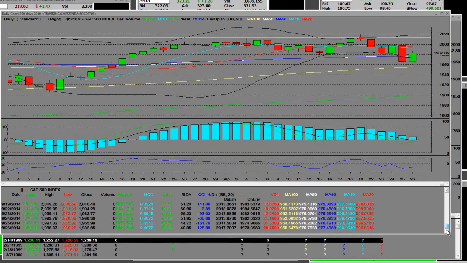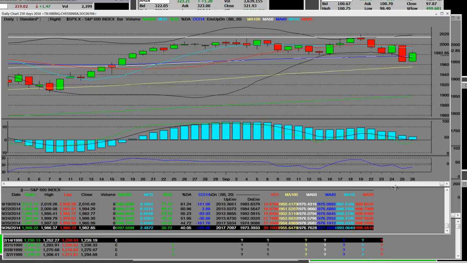simple daily moving averages. The 20-day simple moving average on the S&P is 1995. The 10-day simple moving average, which is this blue line up here, is at 1993. So we're below both of those, and we're fooling around with the 40-day moving average, which happens to be at 1977. This white line right here is the 50-day simple moving average.